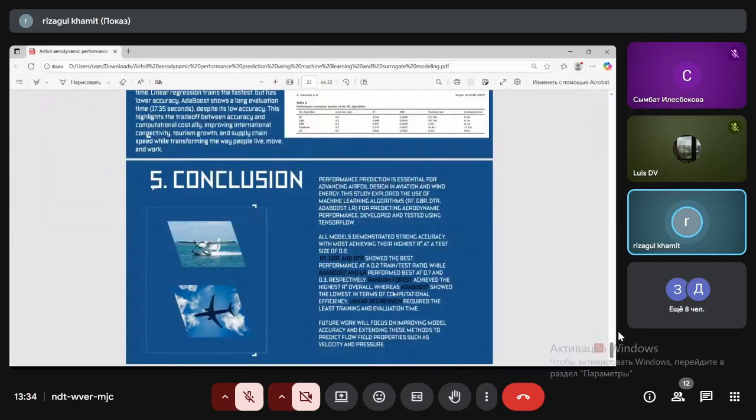Future work will focus on improving model accuracy and extending these methods to predict flow field properties such as velocity and pressure. And this is the end of the presentation. Do you have any questions?